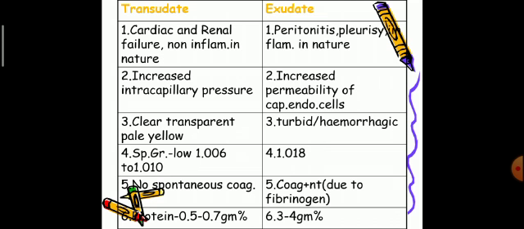Specific gravity in transudate is 1.006 to 1.010, that is lower than exudate. In case of exudate, it is 1.018. Spontaneous coagulation cannot occur in transudate, while it is present in exudate because of the fibrinogen content in the exudate. Protein is 0.7 gram percent, while in exudate it is 3 to 4 gram percent.